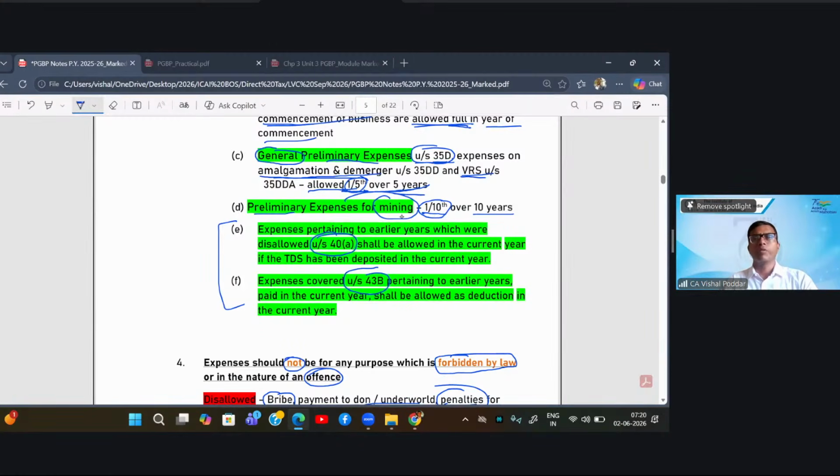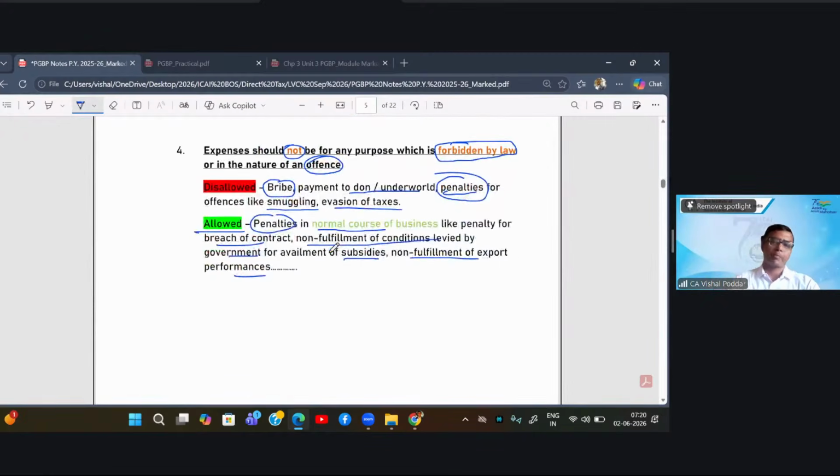Then, if you are into mining business, you can claim preliminary expenses of mining business over a 10 year period. Then there are two more expenses of past period allowed in the current year, but I'll explain this when I go to those specific sections which we are going to cover very soon today.